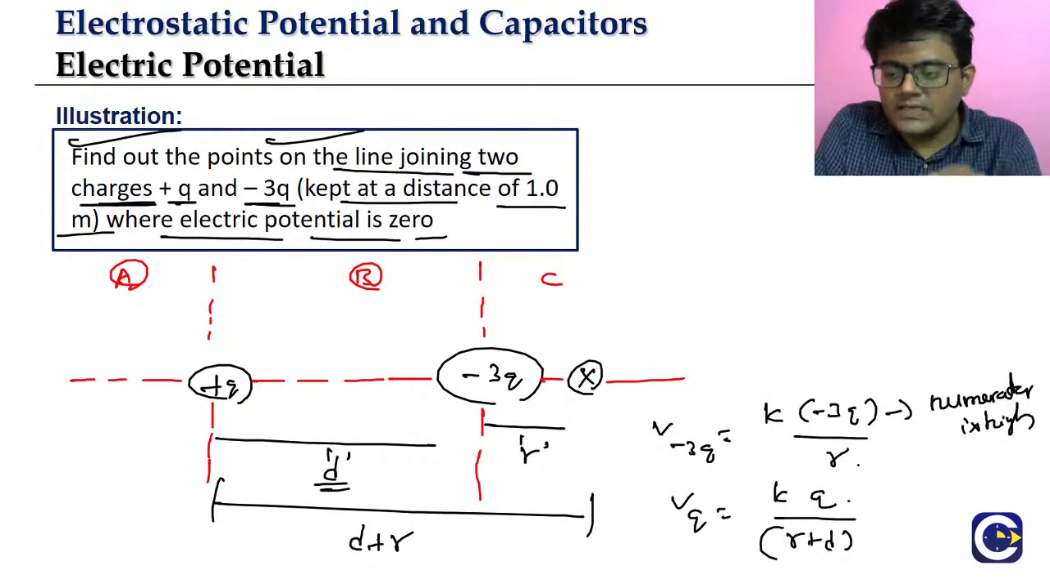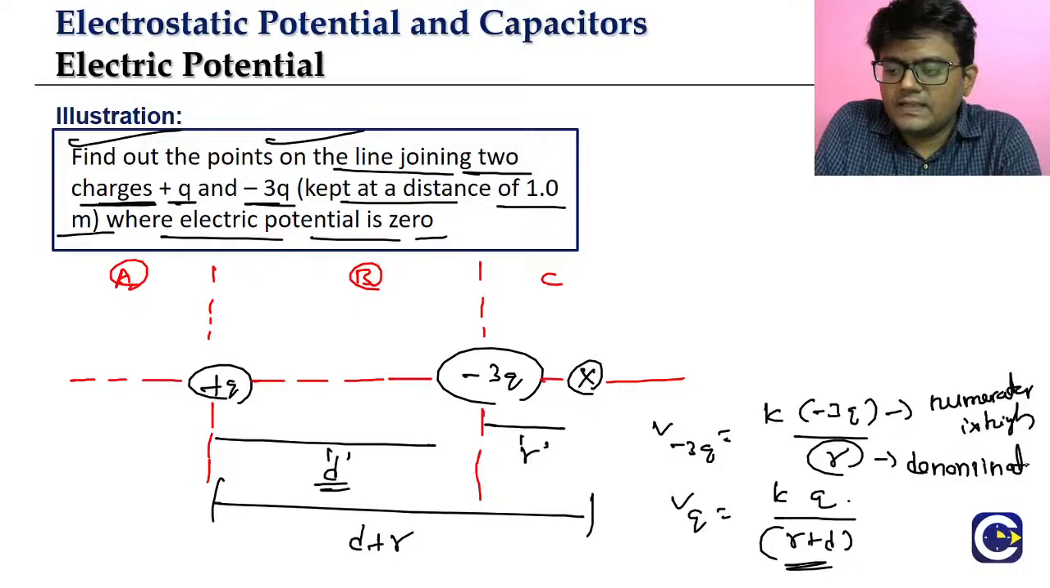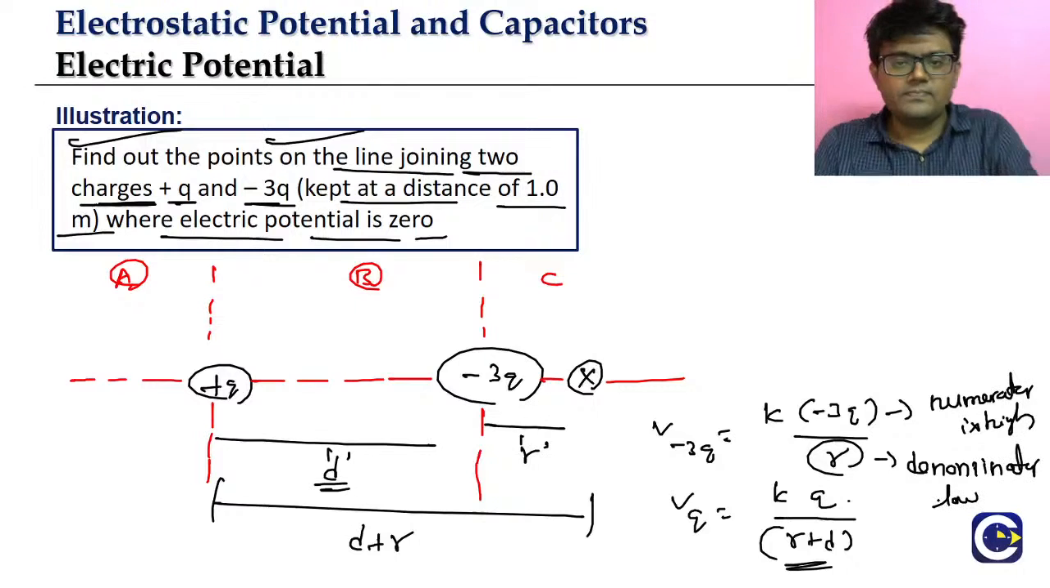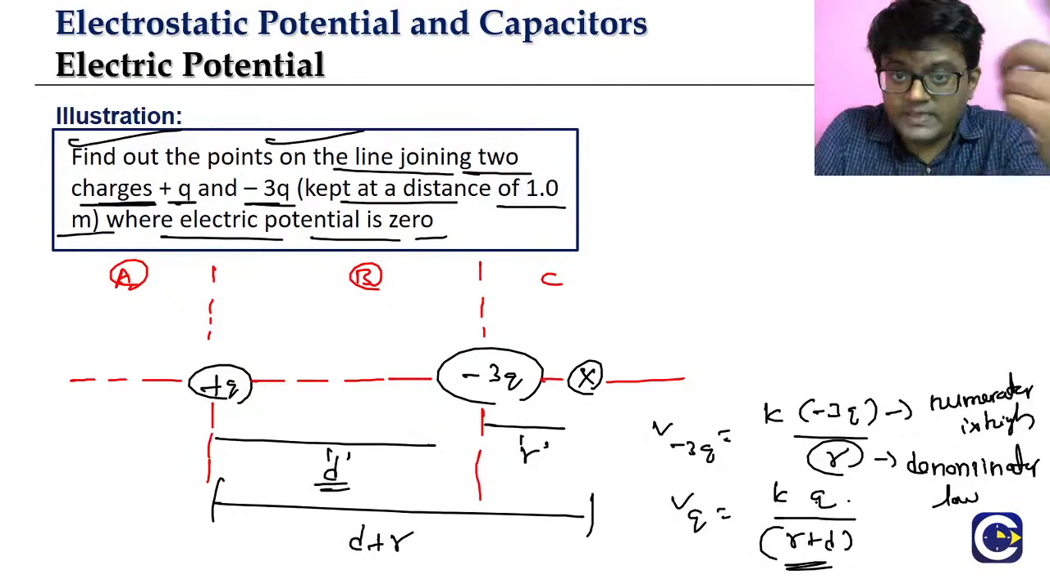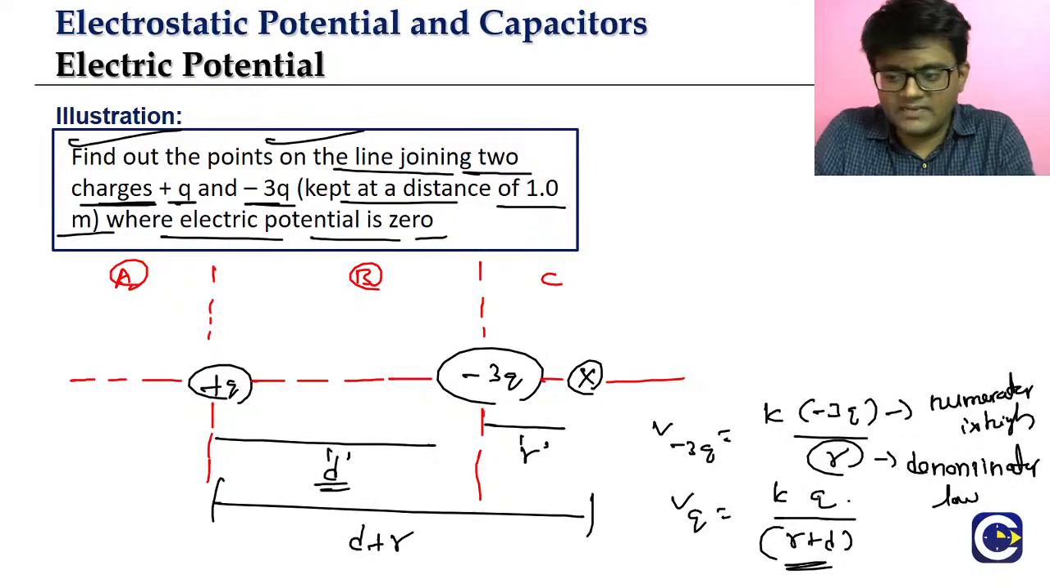Okay, compare the denominators. Here, R plus D means the denominator is low. Remember, when the numerator is high and the denominator is low, what does it mean? The fraction's value will always be higher than the other fraction. So the numerator is higher and the denominator is lesser, which means that fraction value will always be higher.